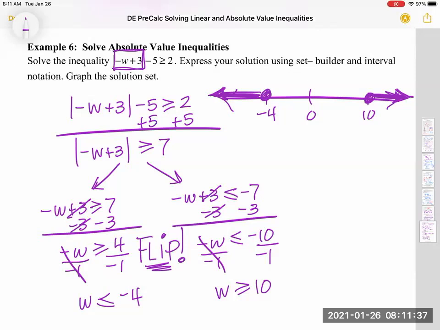Okay. We have 2 intervals. So when we do our set builder notation, it's the curly brackets with an x and then a line such that x is less than or equal to -4, or x is greater than or equal to 10. Okay.